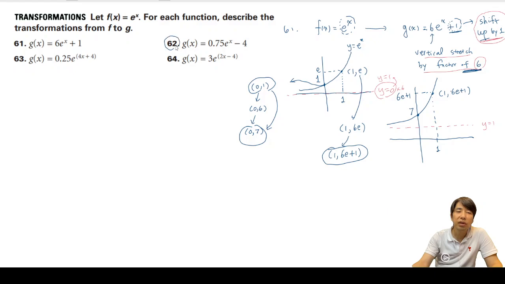62, same thing. This is almost the same as 61. Let me do 63 because this is a little bit different. So for 63, you start from f of x, which is e to the x, and this goes to g of x, which is 0.25 times e to the power of 4x plus 4. Let me factor out 4, okay? 4 times x plus 1.